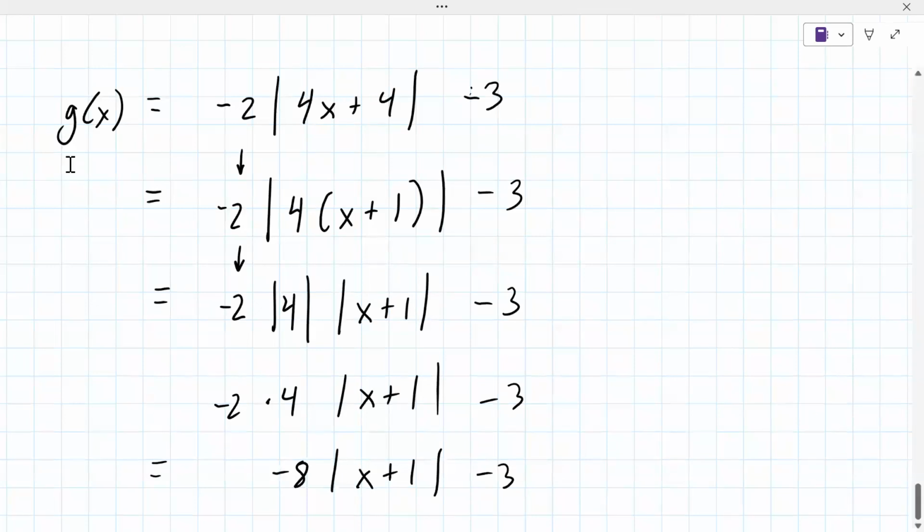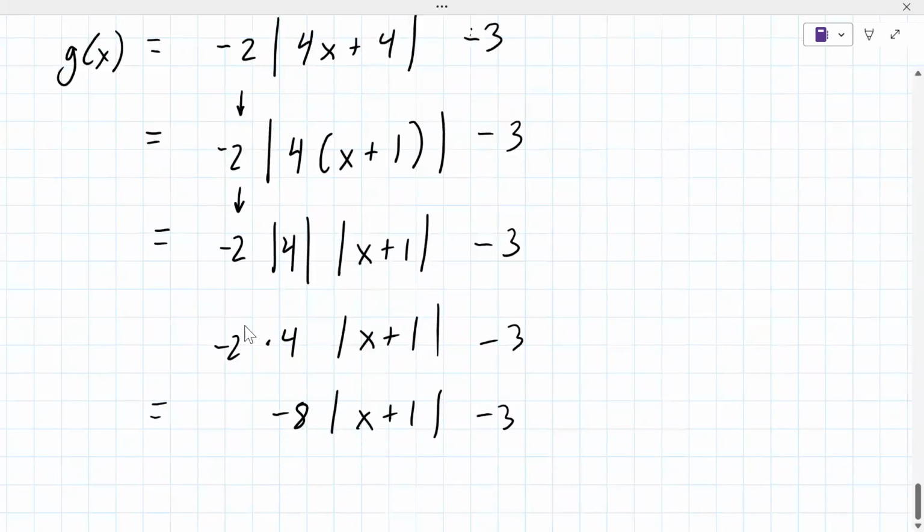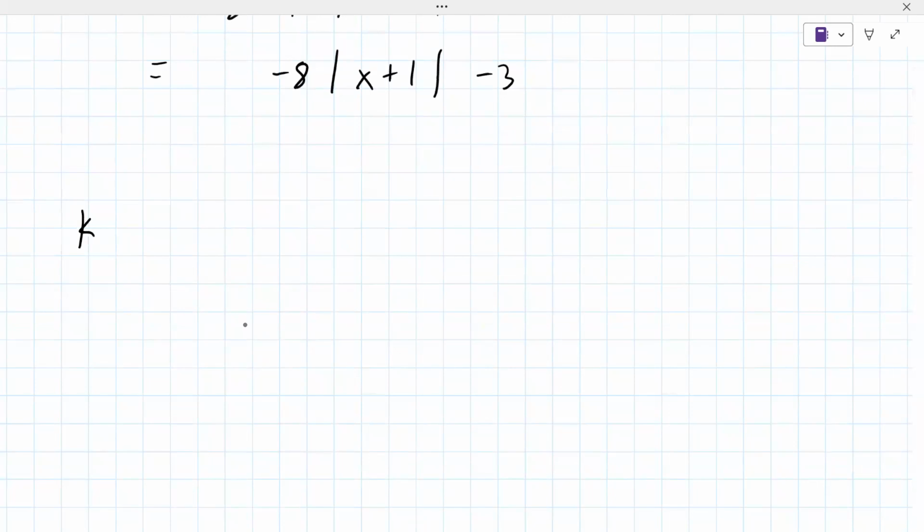Yeah, I got it. So in other words, the a and the k of the piecewise function never change. The a does change if it's multiplied by something, but it doesn't go away. Let's try a little bit more difficult one.